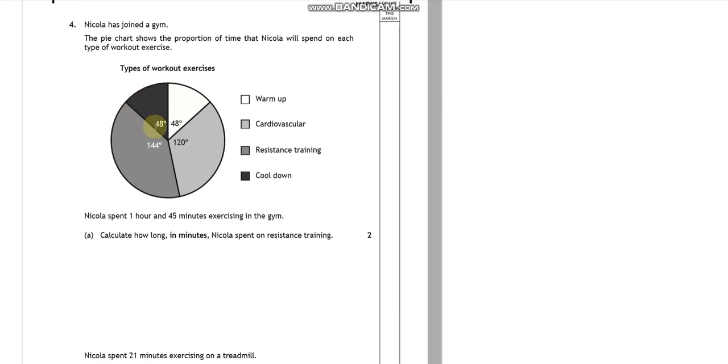And then cool down, classic. I would usually just not bother with a warm up, go in, get injured, then spend my time at the cafe. Very different pie chart.